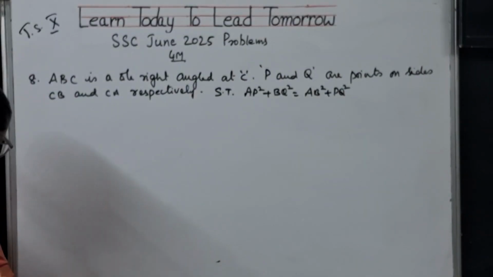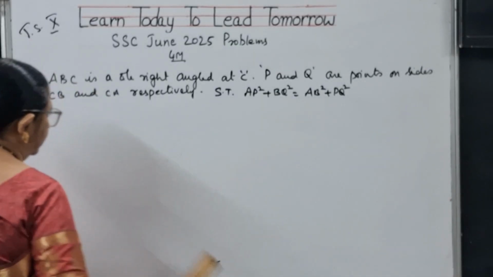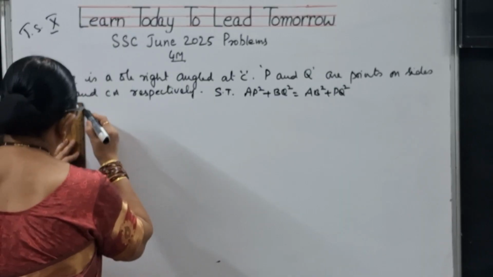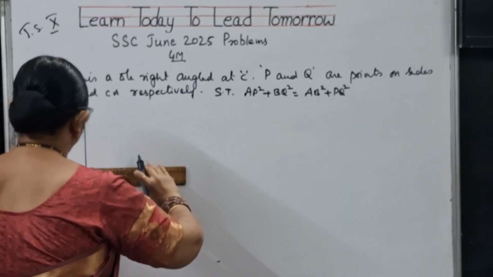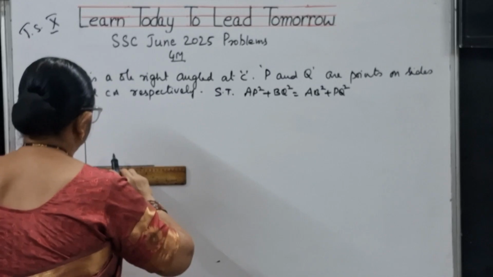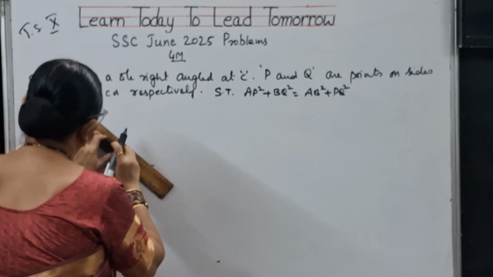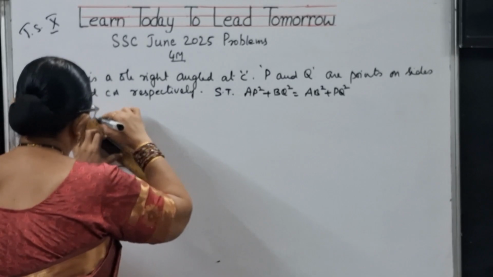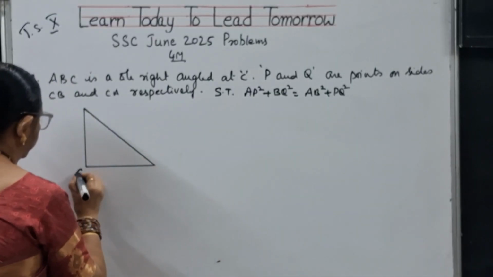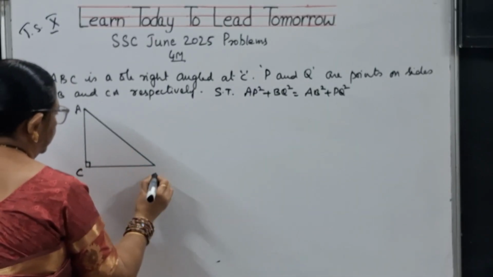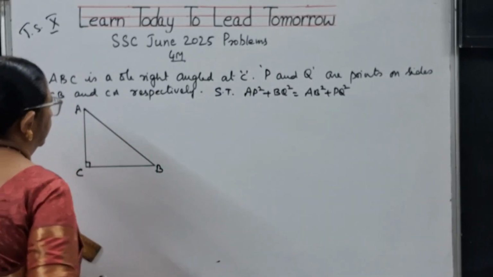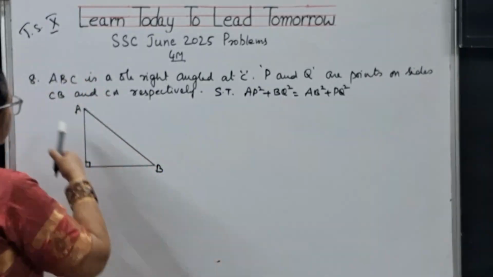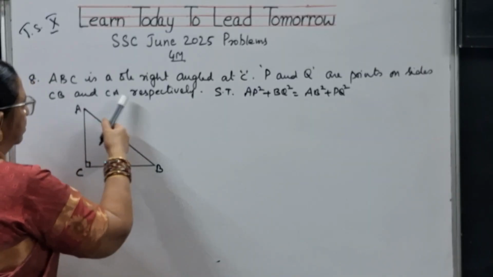Now the next question, children. ABC is a right-angled triangle, right angled at C. So let me draw the ABC triangle first, with the right angle drawn at C. So this is C, the right angle, and A and B. Right angle at C. P and Q are points on the sides CB and CA respectively.